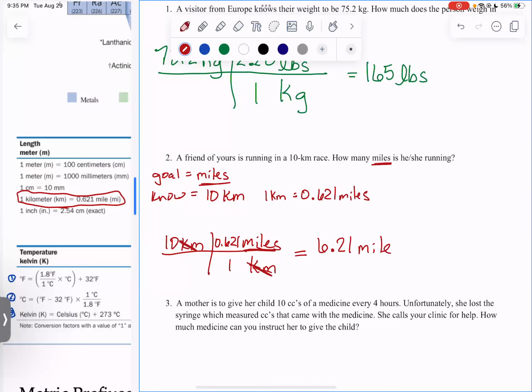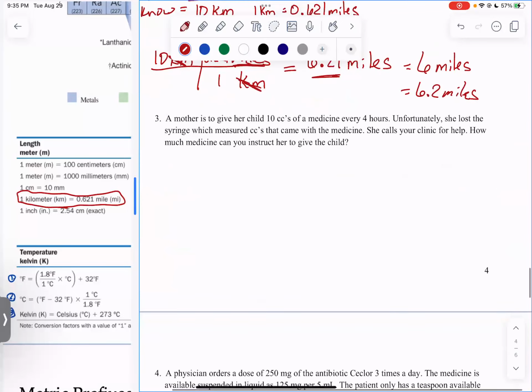miles. The only other thing I need to worry about is sig figs. Here I'm starting with only 1 sig fig. Here I have technically 3. So this would be 6 miles, right? Technically, a 10-kilometer race is a 10.0-kilometer race because it's that precise. So if you also gave 6.2 miles, that would be fine. But on an exam, I'll make sure that that's correct.